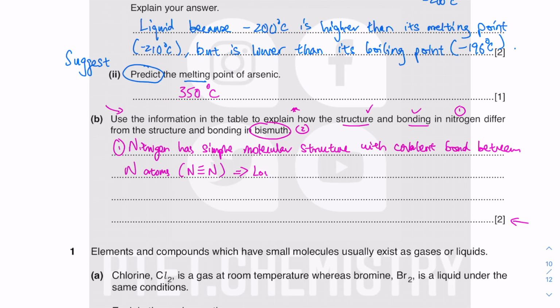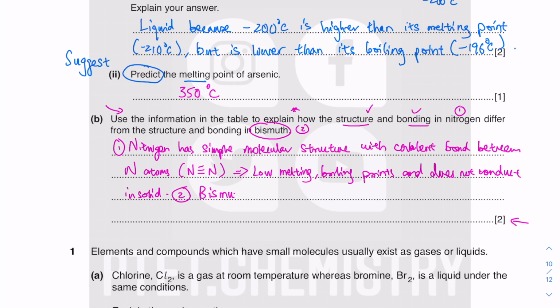So low melting and boiling points, and does not conduct in the solid state. So does not conduct in the solid state could also mean it's an ionic compound, because no free ions in the solid state to move, and therefore cannot conduct in the solid state for an ionic compound. But it has low melting and boiling point, so together with this, it cannot be ionic, it has to be simple molecular.